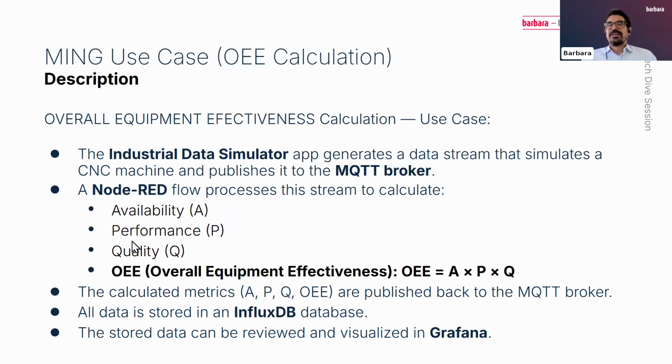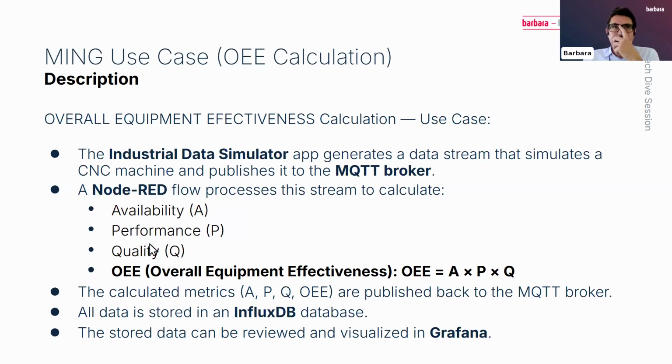The performance is how well the machine is performing, if it is performing in an optimal way or not. In that CNC machine, we have a cycle time, the time for building a piece. In case it takes more time, the performance will be lower, and if it gets the best time, it will be better. And finally, we have the quality.